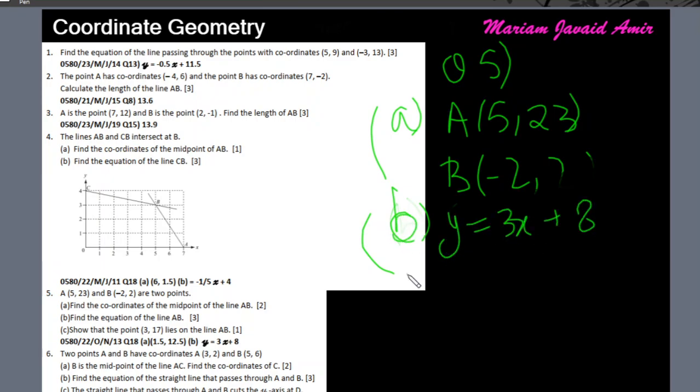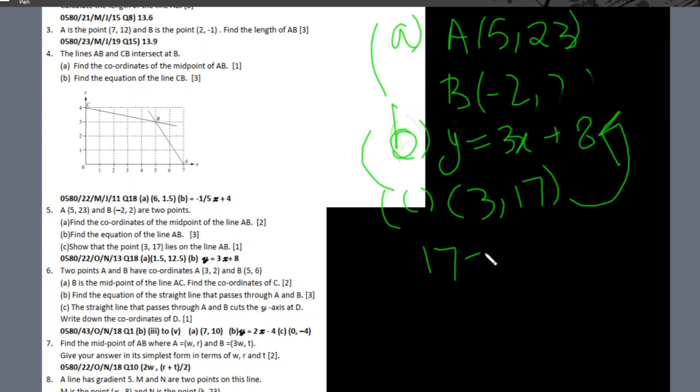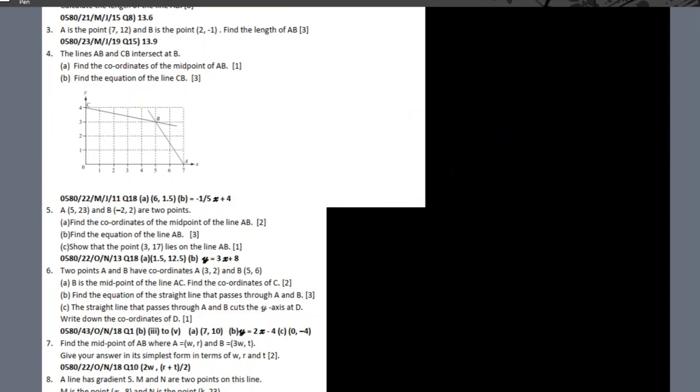Okay, part C says show that the point (3, 17) lies on the line AB, that it lies on this line. So simply substitute these values in the given equation. If left hand side equals right hand side, then that means the point lies on this line. So yes, we've shown 9 plus 8 is 17. So this point lies on the given line. Okay. Question 6.